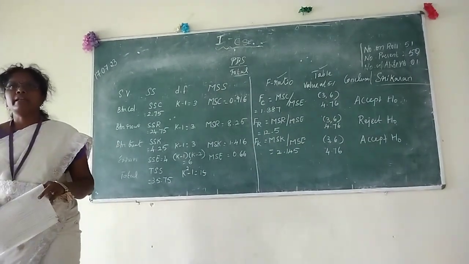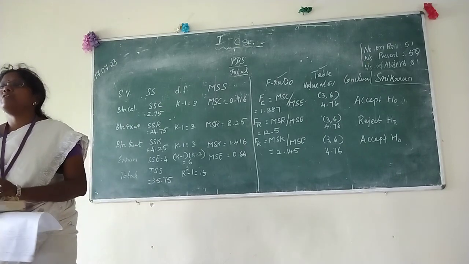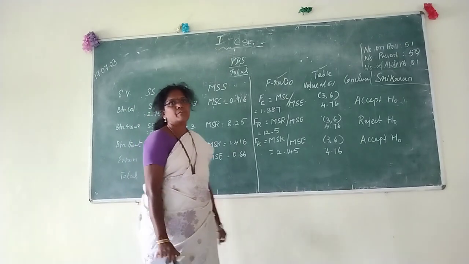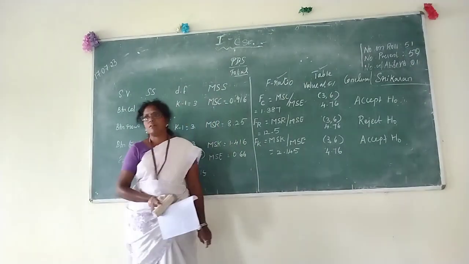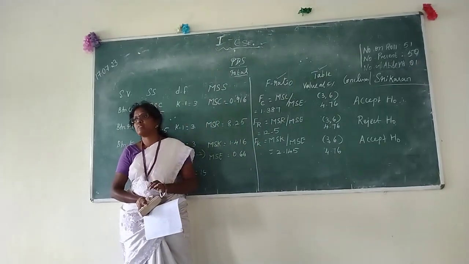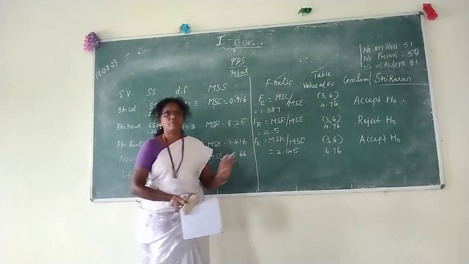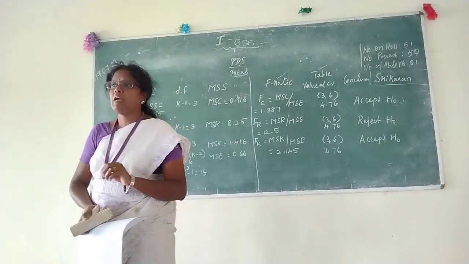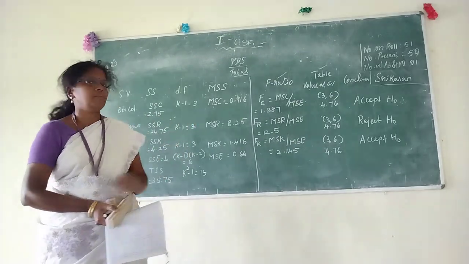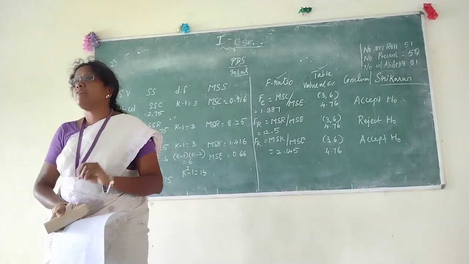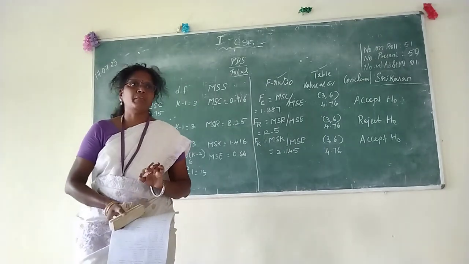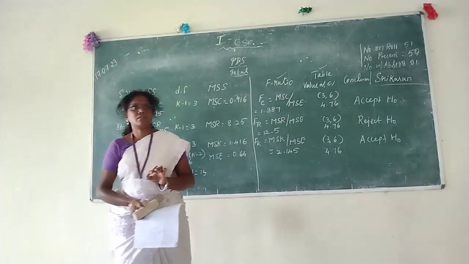After completing the table, you write the conclusion in the form of a statement. For column, what is the conclusion? There is no significant difference between columns. For row, there is a significant difference between rows. For treatment, there is no significant difference between the treatments. Conclusions are important. Everything will carry marks.